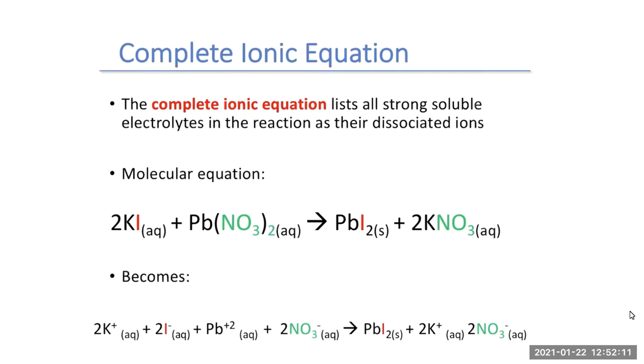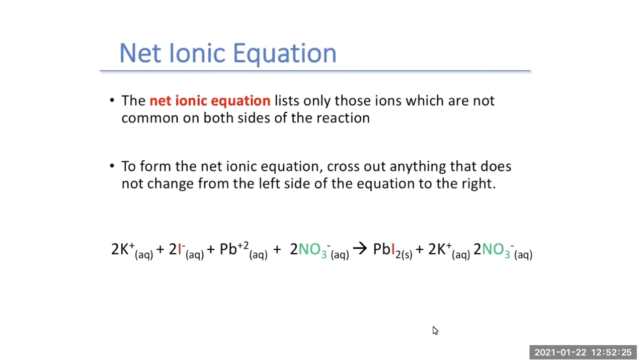But now when you're looking at our complete ionic equation, you can see there's a little bit of redundancy. I have 2 potassiums here, I have 2 potassiums here. It's kind of repetitive. So that's where the net ionic equation comes in. In the net ionic equation, we only list the ions which are not common on both sides.